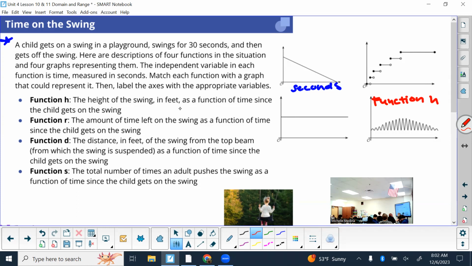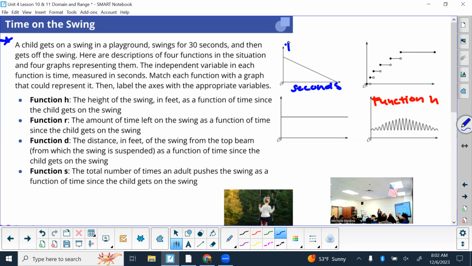So that one could be height of the swing in feet as a function of time since the child gets on. So next one, function R, the amount of time left on the swing as a function of time since the child gets on the swing. Who thinks they've identified that one? Someone different. Serenity?